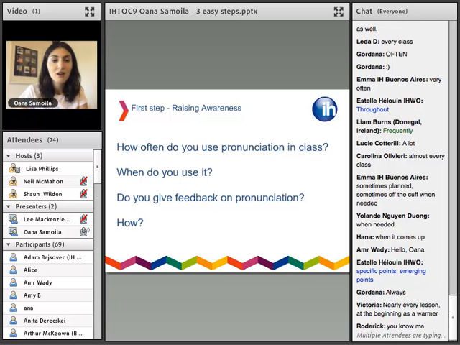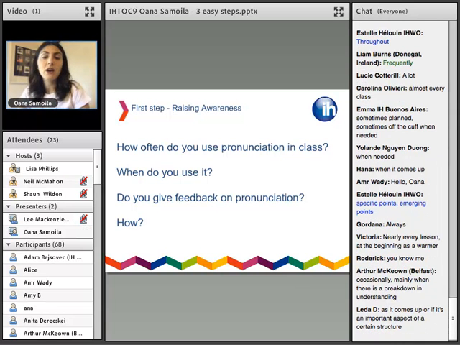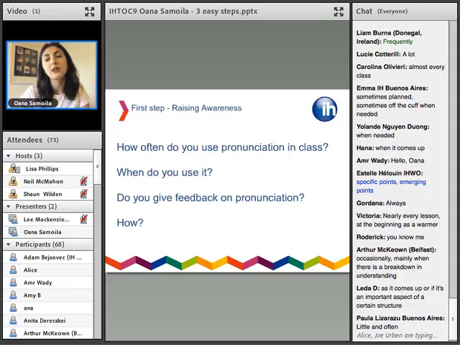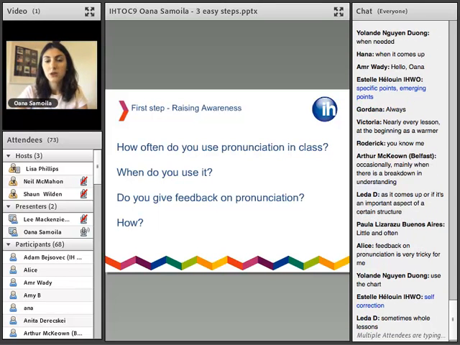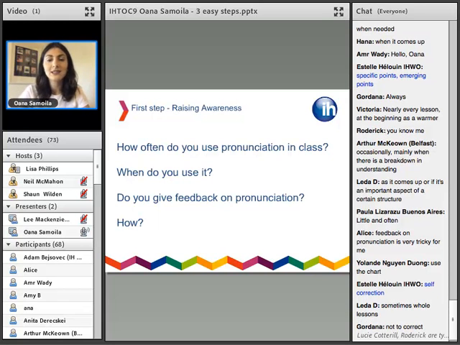Okay, awesome. Do you give feedback on pronunciation, and how do you give feedback on pronunciation? Oh, okay, little and often, it comes up, or if it's an important aspect of the lesson. Use the chart, self-correction, sometimes whole lessons. Yes, Letta, I am with you there. Okay, not to correct.